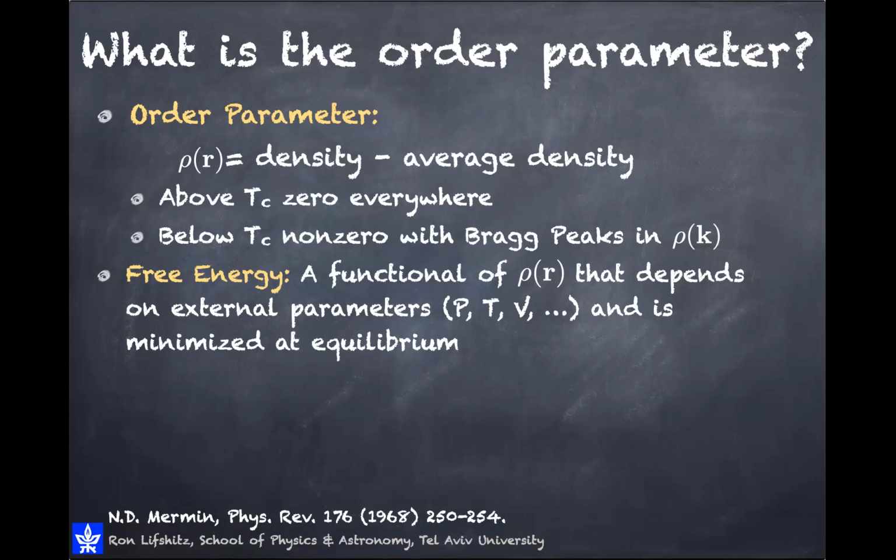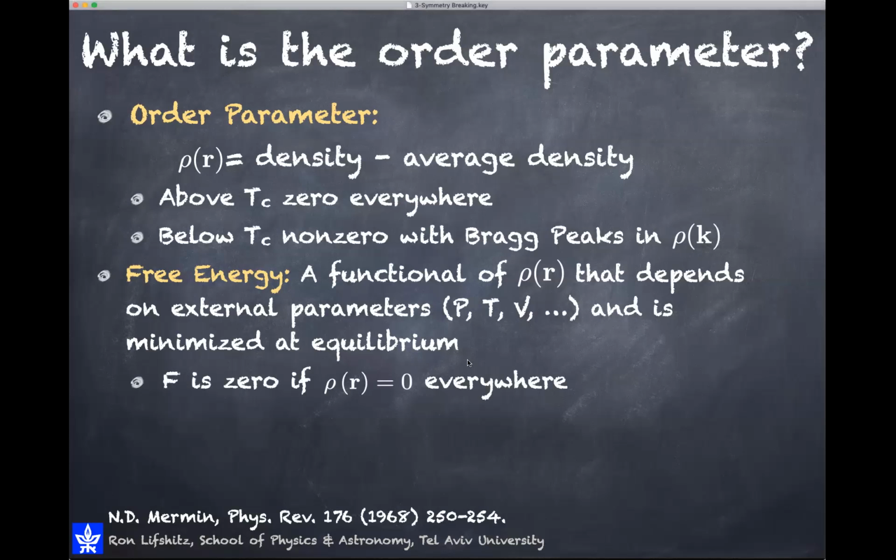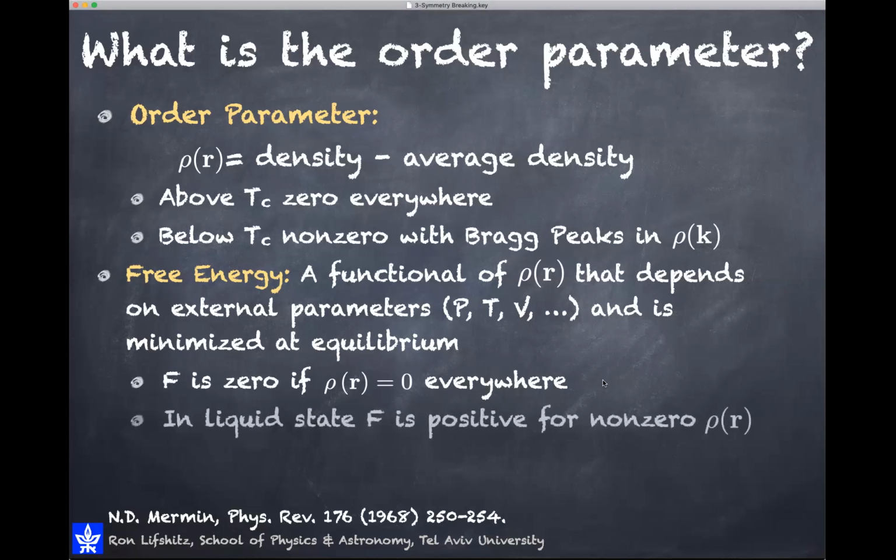So this gives us a tool to try to understand what will be the equilibrium phase of the system. If you've taken some thermodynamics, this is in two sentences what we do in thermodynamics. And the point is that the way we express these free energy functionals is that they are always 0 when the order parameter field is 0 everywhere. In the liquid state, so above the melting temperature, F will be positive for every non-zero rho of R.